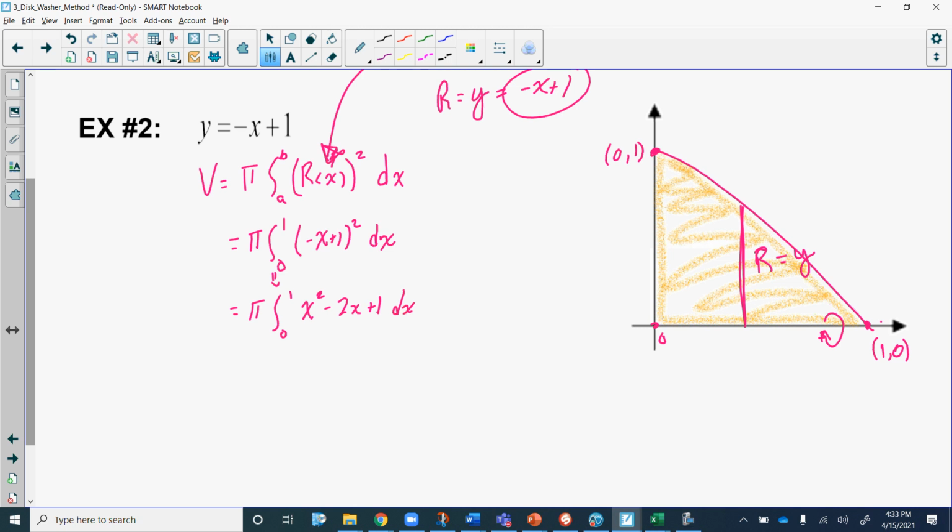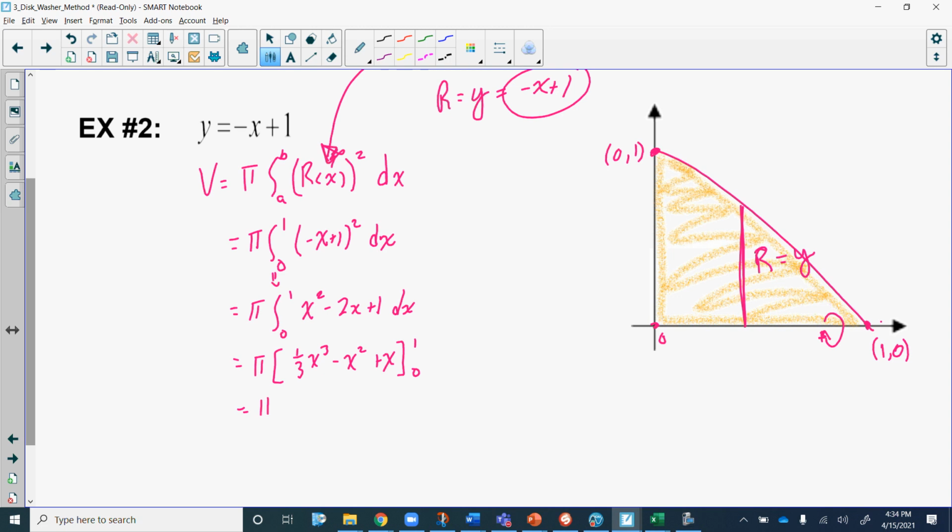So when I expand this particular binomial, I'm going to wind up with x squared minus 2x plus 1 dx. And now we can do our antiderivative. So I'm going to get pi multiplied by 1/3 x cubed, and this would be 1/2, so that'll be minus x squared, and then plus x evaluated from 0 to 1. So substitute the 1 in there, and basically we're going to just wind up with 1/3 minus 1 plus 1.